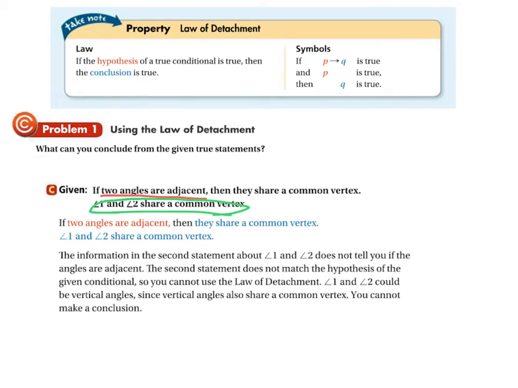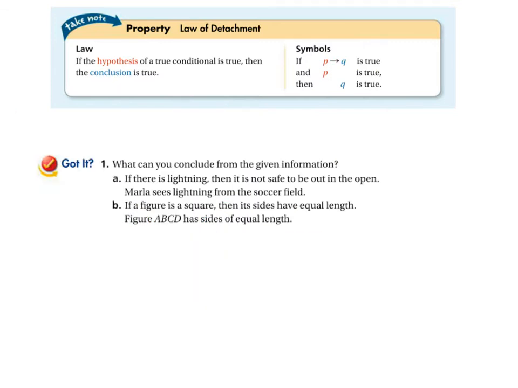Okay, so essentially, if you look back at the top, it says if P implies Q is true, meaning they're giving you a true conditional, and then they tell you as a statement that P is true, you can conclude true for Q. But you have to be given the hypothesis as the thing that is then told. And that's what's happening here. Okay, it has to be the hypothesis. Okay, try this Got It problem.